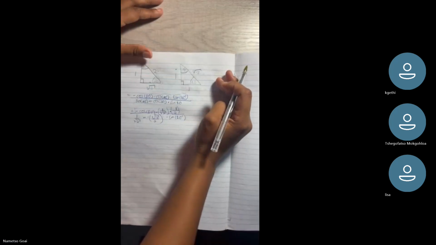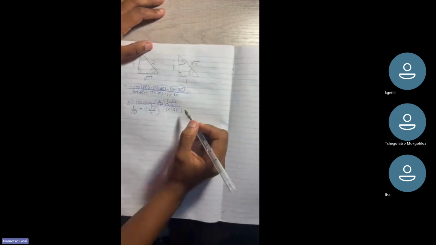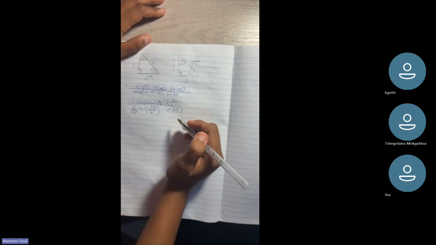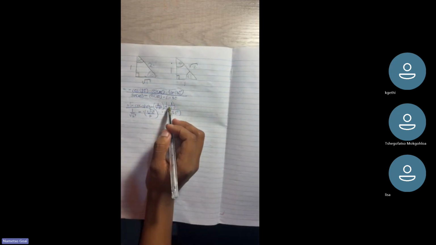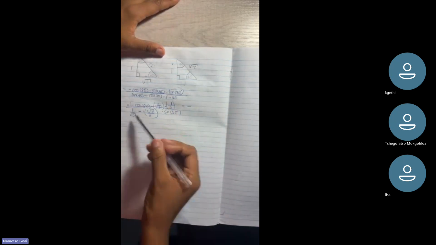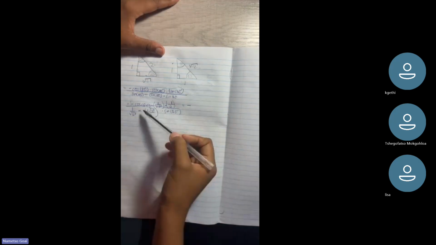Yes, ma'am. Now let's look at the signs in the numerator. We have a negative multiplied by a positive and a positive, right? So which means we have something that's going to be a negative. And then in the denominator, we have a negative.